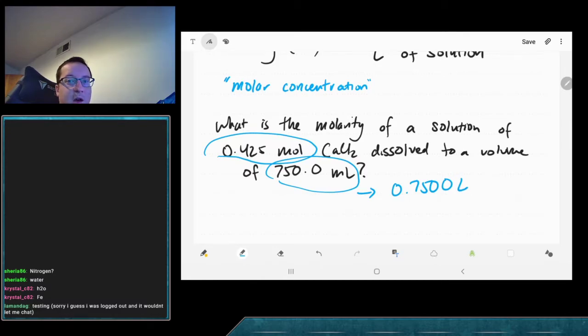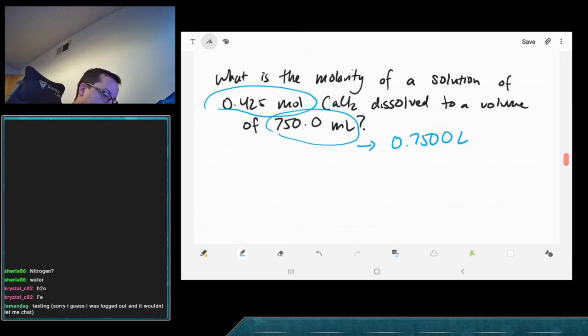Hopefully by now, going from milli to regular is not something I have to write out every time for you guys. Just divide it by 1,000. It's very common to do that. I'll show you once, but for the rest of this chapter, I'm not going to show you step by step for milliliters to liters.